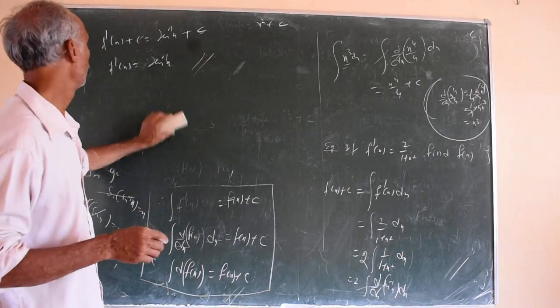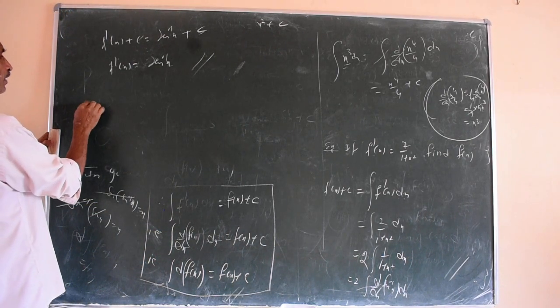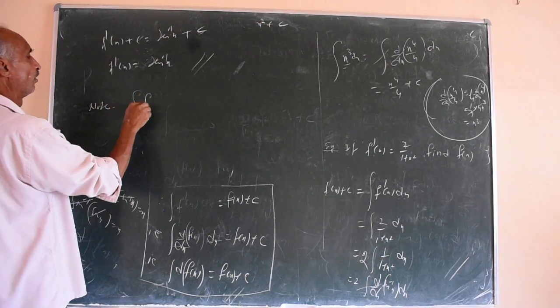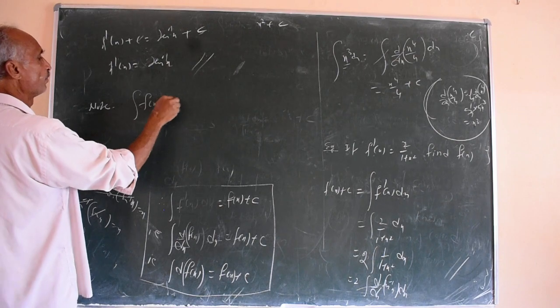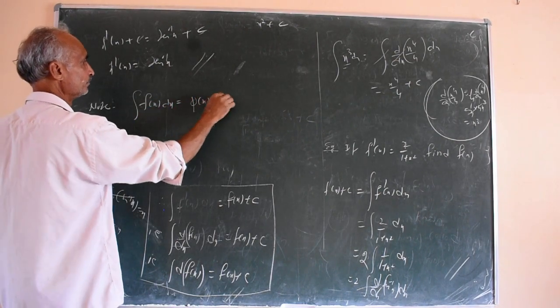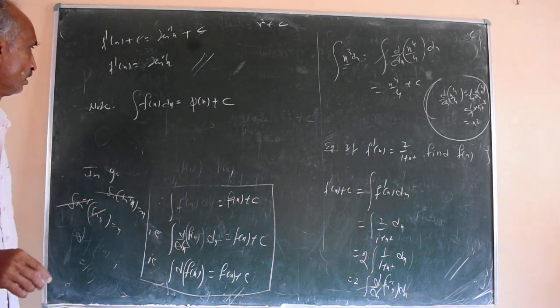Therefore, coming back to the basics: integration of f of x dx. Suppose by integrating f of x, you are getting pi of x plus c. By integrating f of x, we are getting a function pi of x. Say the answer is pi of x.